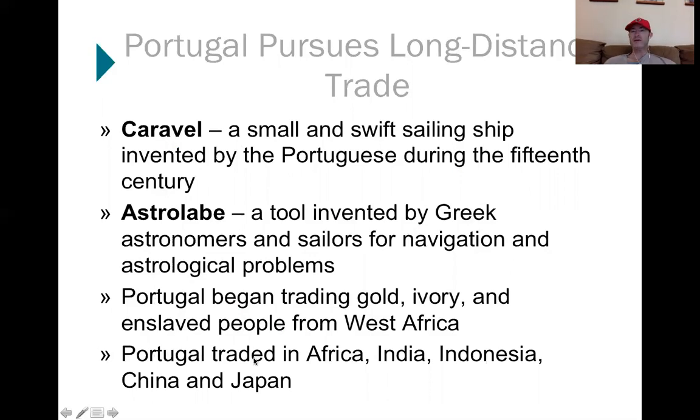And then you'll see Portugal. I realize we talk a lot about Spanish settlement, but Portugal is pretty important as well in this unit, and we'll get to them a little bit more next unit too. Portugal traded, as you could see in the previous map, parts of Africa, India, Indonesia, China, and then also Japan.